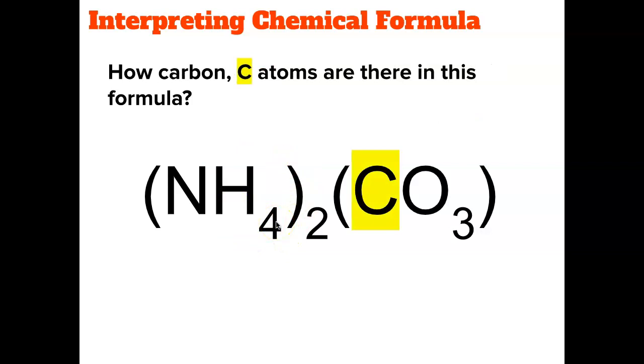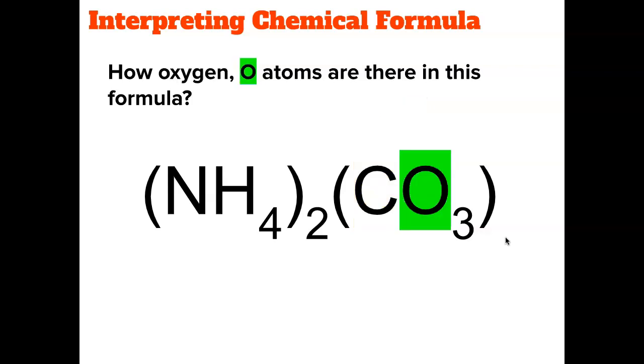Then we're going to look at carbon. Carbon has no subscript next to it, so there's no multiplier inside of the parentheses. We come to the outside of the parentheses, there's no multiplier there, so it would be 1 times 1, which is 1, carbon. So there's only 1 carbon in this formula. And then for oxygen, so oxygen is here. We can see there's a multiplier of 3 directly connected to it, but there's no multiplier outside of the parentheses. So it's 3 times 1, which means there are 3 oxygens.